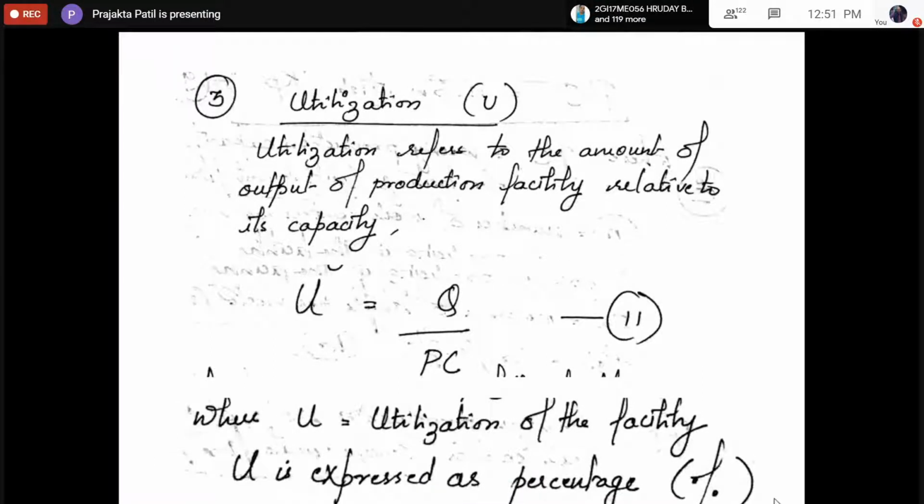It is often defined as the proportion of time that the facility is operating relative to the time available, and it is expressed in percentage. So this is very simple. Utilization is nothing but the amount of output that you are going to get from the available resources or from the available facilities.